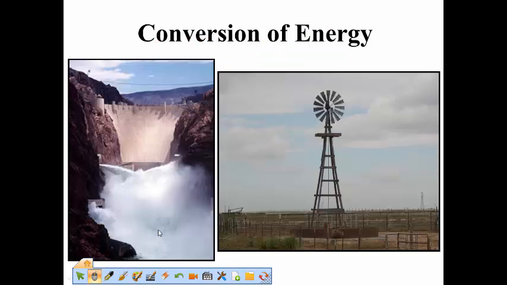So as we start our study of energy, we're actually going to create a chemical fuel that we're going to use, converting that stored potential energy into chemical energy and a release of heat. Here are two examples of turning one type of energy, wind energy, into electricity, and then you've got your hydroelectric power as well.